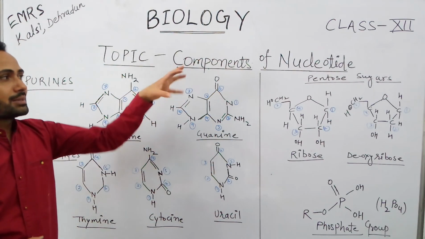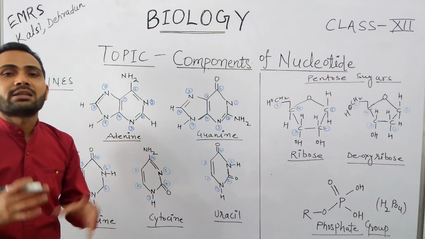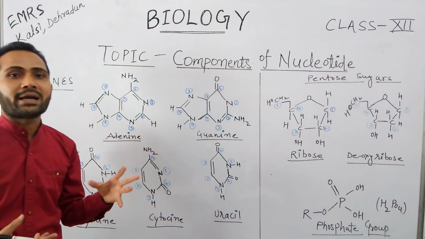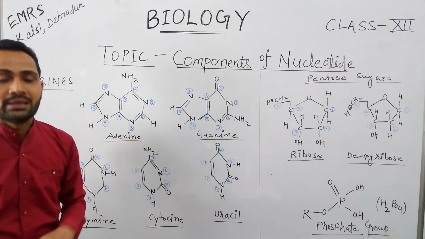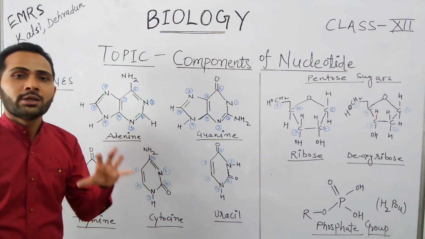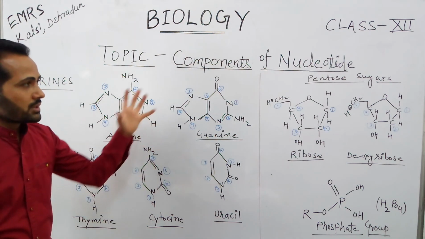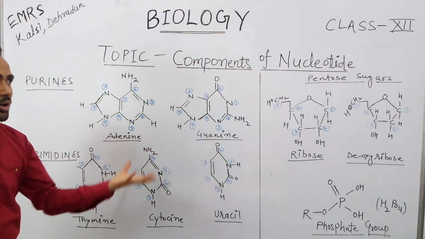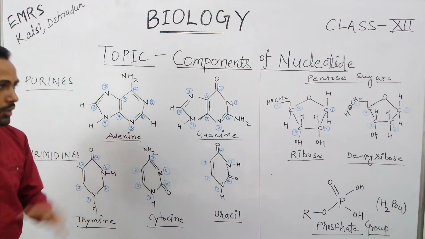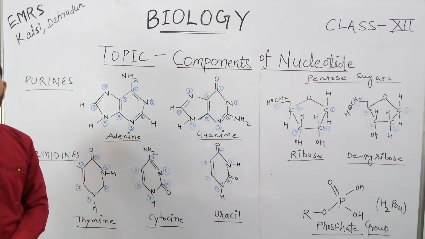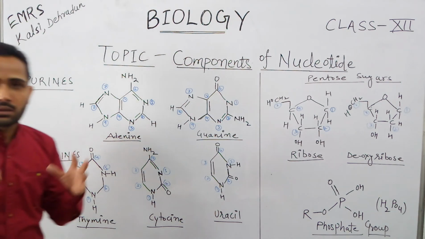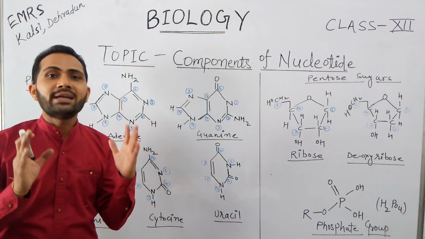And when the nucleotides are joined with each other, they form a chain which is called polynucleotide, and DNA and RNA are examples of polynucleotides. So this is about the components of nucleotide and the structure of the nucleotides. Now I will come in front of you with the next topic, which will be the structure of a polynucleotide chain.